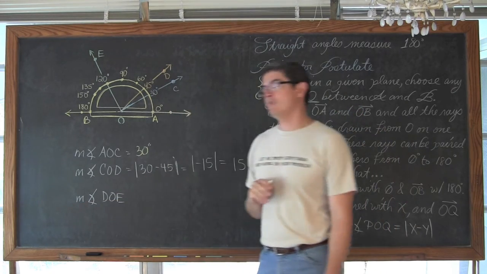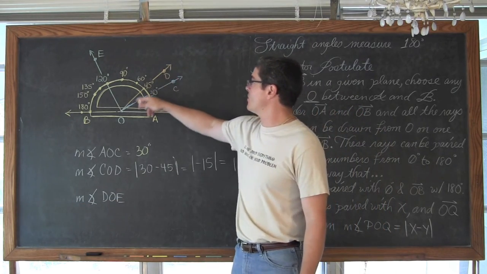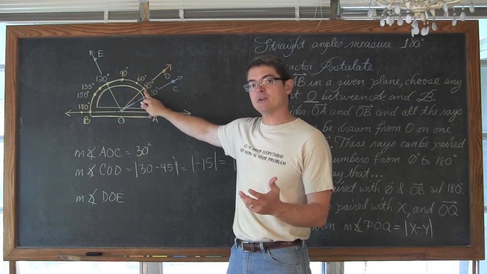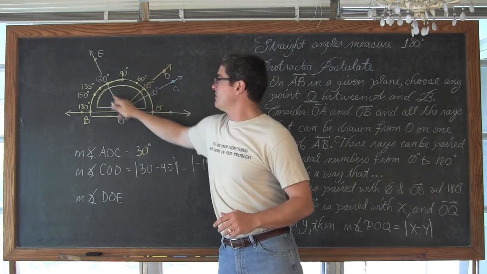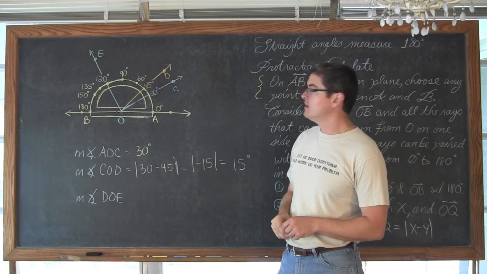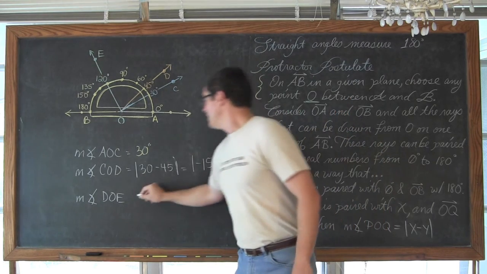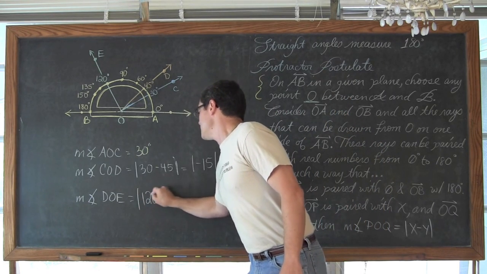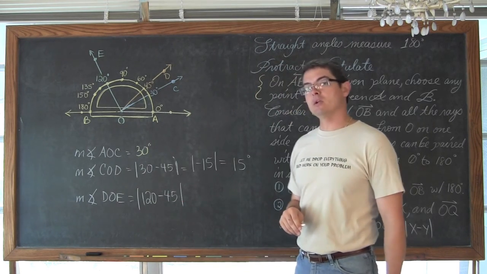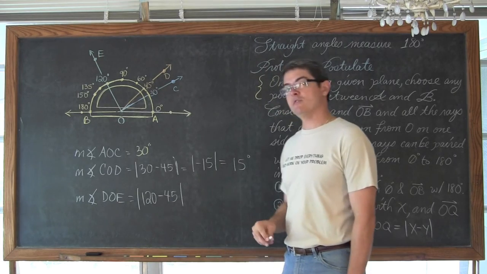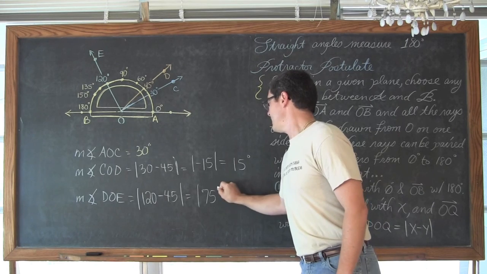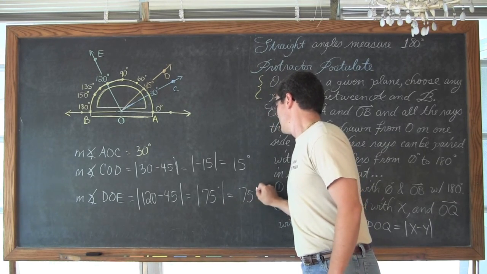Therefore, what is the measurement of angle DOE? Starting here, D is going through the 45 degree mark on my protractor, and I've got another angle going through, again with the vertex here at O, going through 120. What is that again? It's going to be the absolute value of 120 minus 45. Well, 120 minus 40 is 80, and 80 minus 5, doing that in two steps in my head, is going to be equal to 75 degrees, so the final answer is 75.